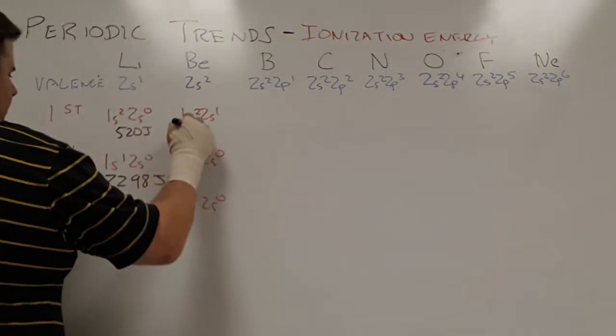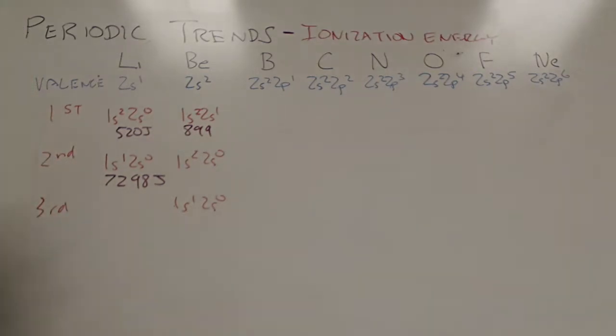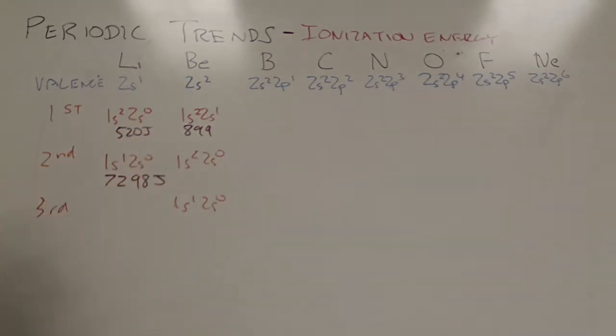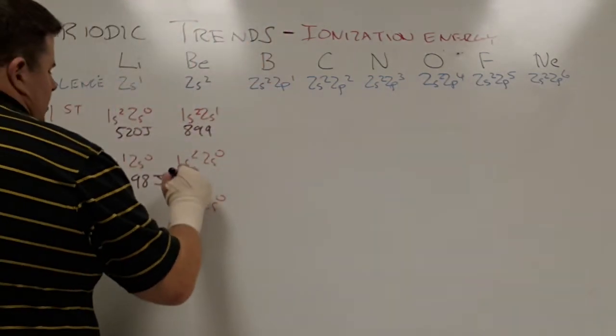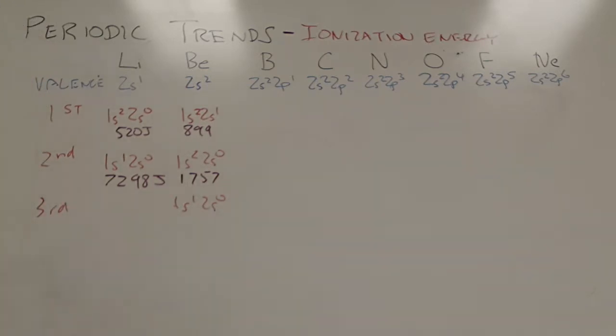So we start off with 899 joules. Okay. Now what about the next one? Am I going to see a large jump here? Or am I getting to a noble gas state at this point? I'm getting to a noble gas state. Okay. So I see a little bit of energy. It's about double what it is up there. Okay. Not a huge jump.